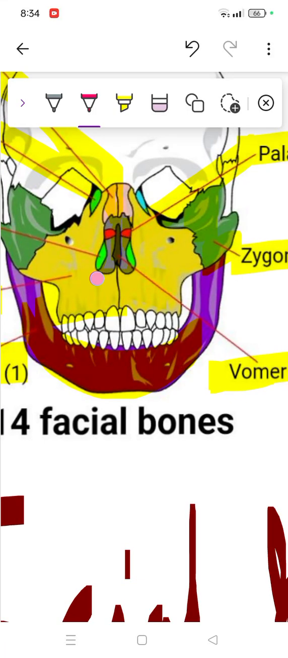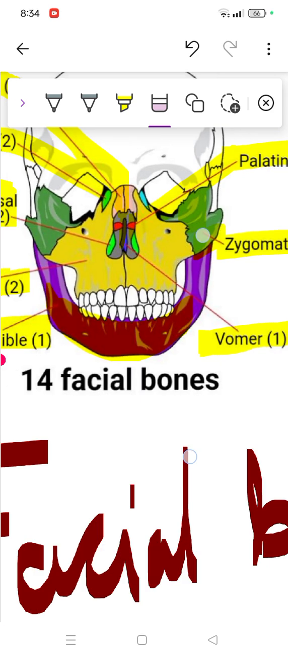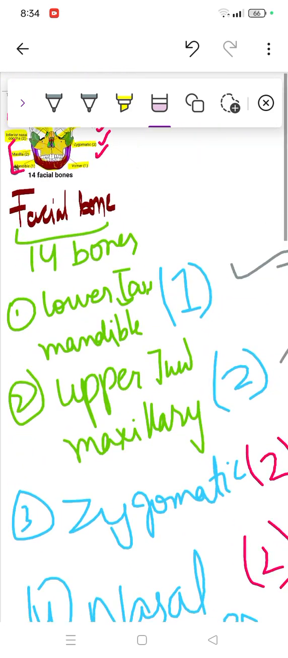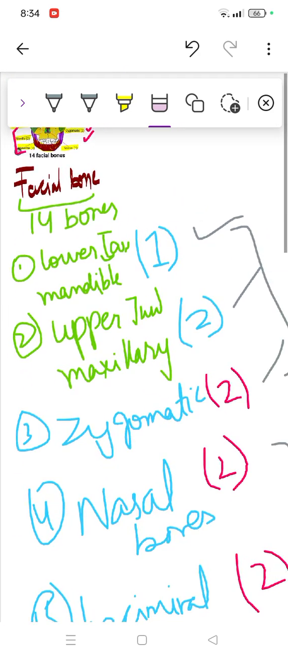Even the starting part of the nose does not have any bone. At the side we have these two bones, but in the middle we don't have any, so that's simply made up of cartilage, that's why it's quite soft. We have done the difference between cartilage and bones. So facial bones, I hope it is very clear. It was quite small, but still we need to count 14 bones.